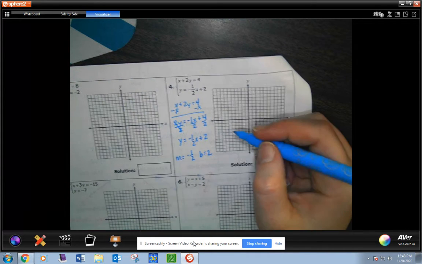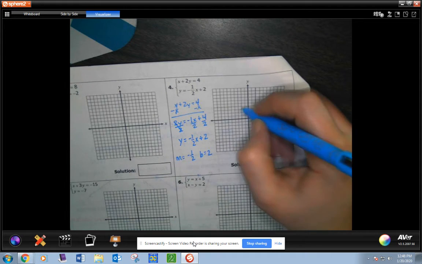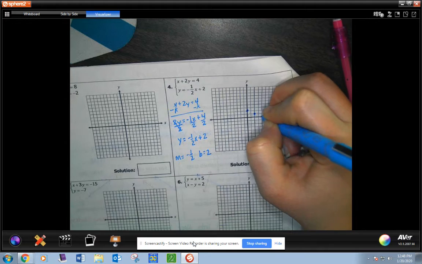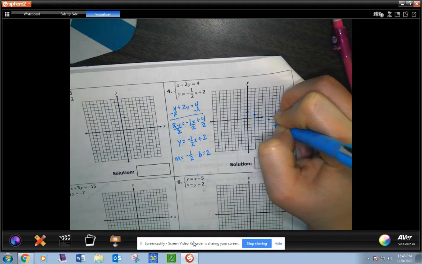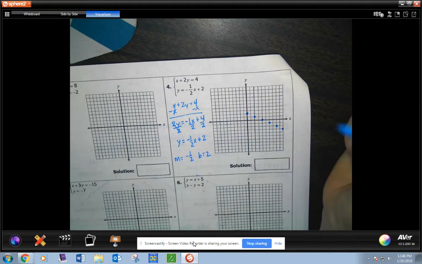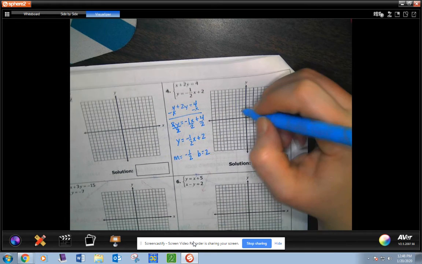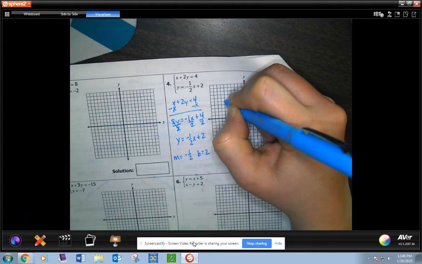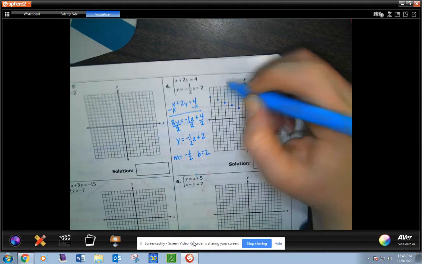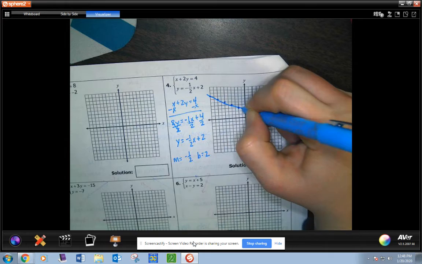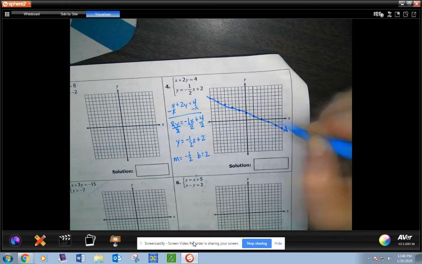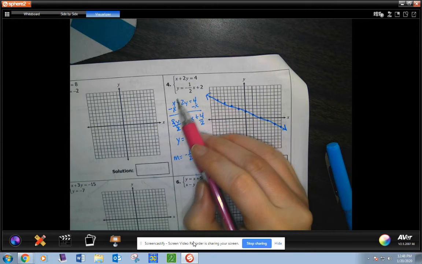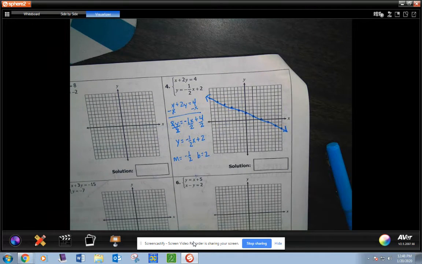So I am going to start my graph up at 2. And then I'm going to go down 1 and right 2, down 1 and right 2. And I'm going to keep going down 1 and right 2 until I can't get any more points. And then I'm going to go back to the original, and I'm going to go up 1 and left 2, up 1 and left 2 until I can't get any more points. And I draw my line in.